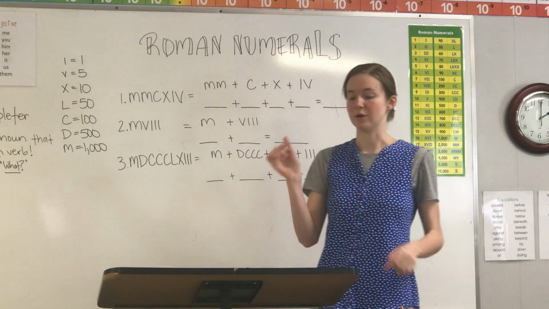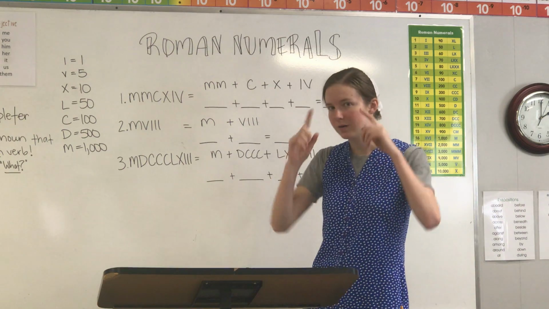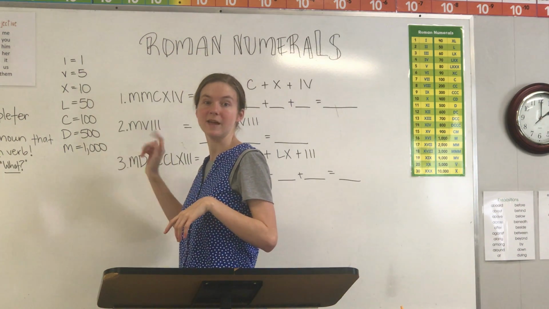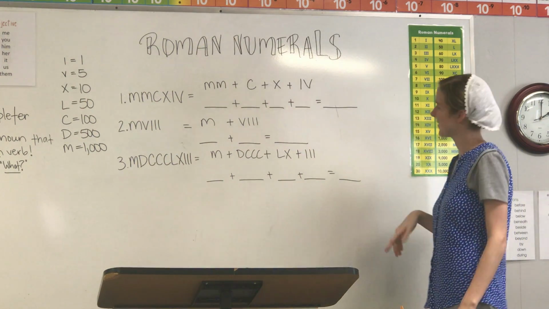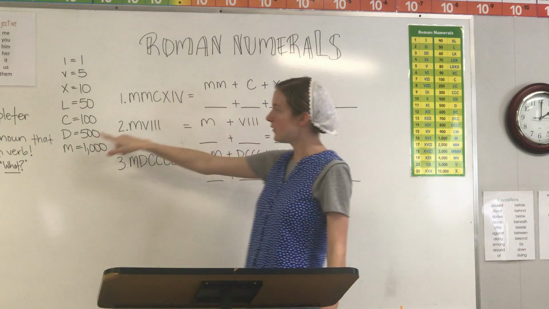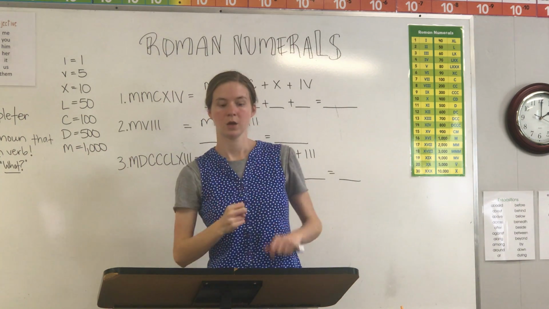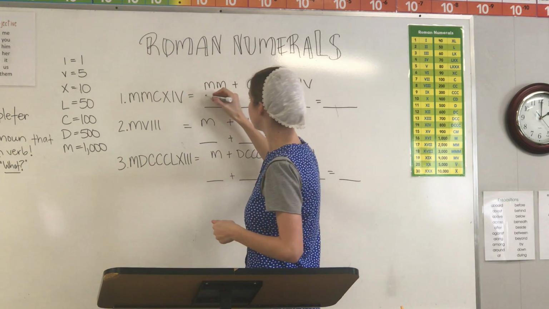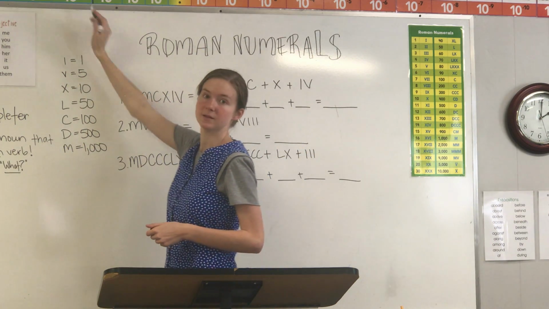You will either use the code on top of page 28, or you can use your brain and figure it out, and I'll show you how. There's also a list. I don't know if you can see it or not. Okay, so let's jump in. MM. If you see over here, M equals 1,000. So if you have two M's, your answer would be 2,000. So this is in the thousands place.